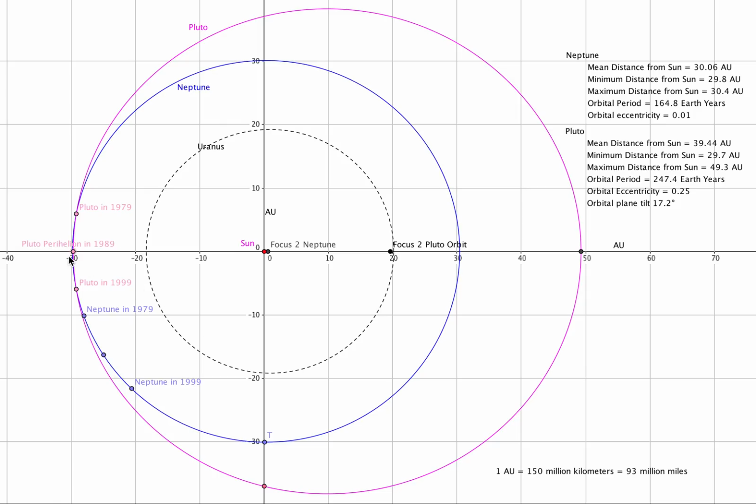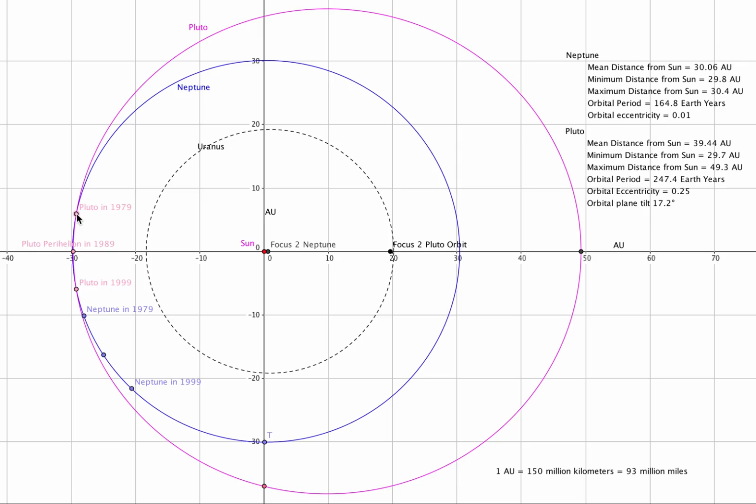So at perihelion, it's a little bit less than 30 AU. At aphelion, a little bit more than 30 AU. Now, because Pluto's orbit is highly elliptical, it is inside Neptune's orbit for a period of time. So here are two points that show within which the orbit of Pluto is actually inside the orbit of Neptune.